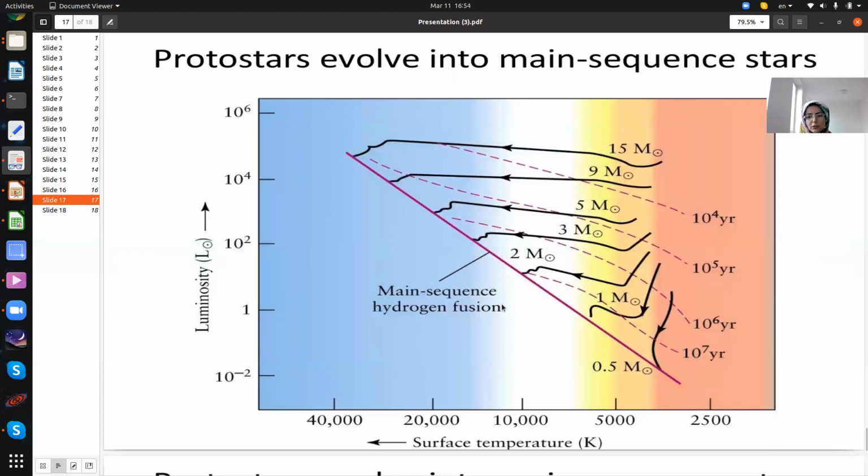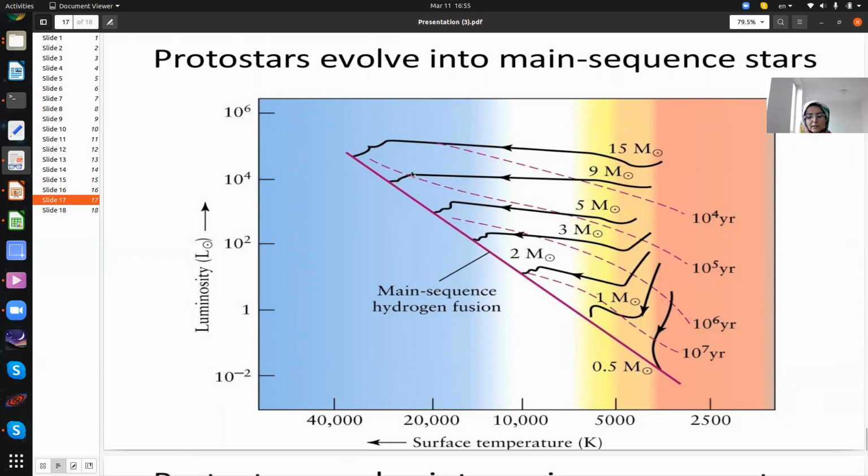And then in here, you see the Hertzsprung-Russell diagram. This is the x-axis for surface temperature. Here are hotter stars, and here are colder stars. And this is the luminosity on the y-axis. Sorry, these are less luminous, and these are more luminous. Here is the main sequence, hydrogen fusion.